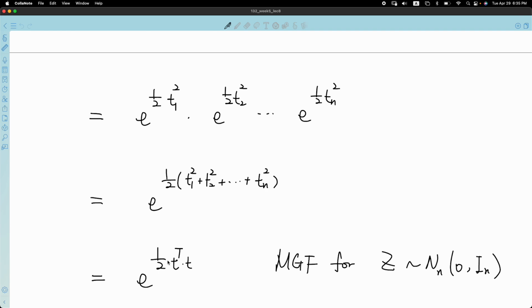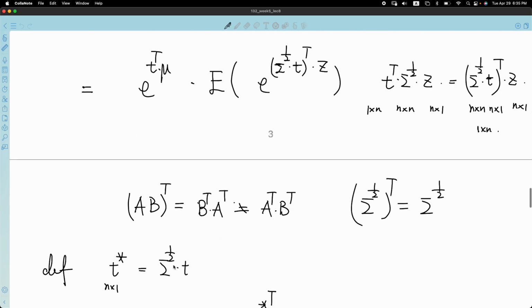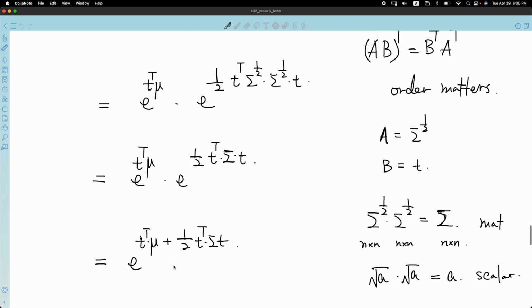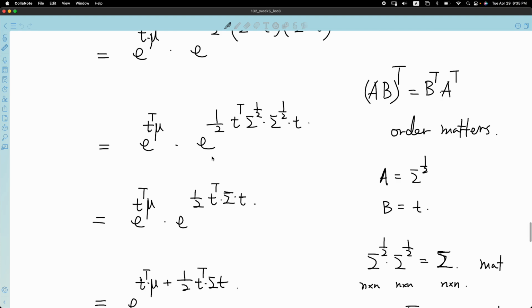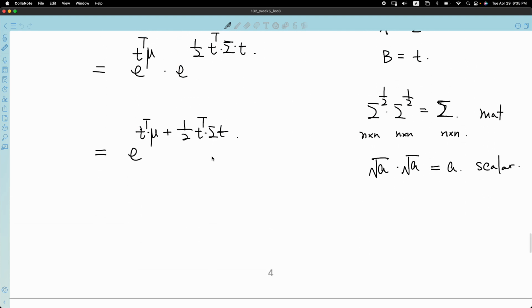As you have seen, in the scalar version, this is 1/2 t squared, and in the vector version, this is 1/2 t transpose t. And then I'm borrowing that again in the general case. So I'm borrowing to here, t star transpose t star. Again, there's no negative sign here, and then all the logic follows. And here is the moment generating function for the multivariate normal.